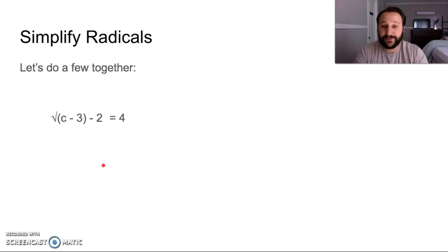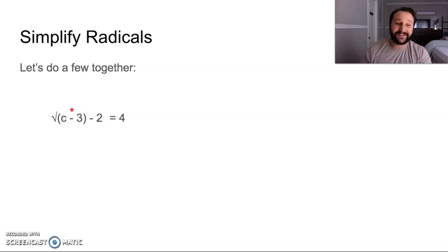All right, here's a problem. It's a little bit difficult, I know. I don't have the line that can go over exactly what we're working with. I'm going to get better, I promise. But for right now, this is what we're doing. The square root of c minus 3, so this is all under that radical. This is the radicand, remember? Everything under the square root symbol. Minus 2 equals 4. See if you can solve that on your own, and then we'll come back and make sure that we've got all this. Pause the video.